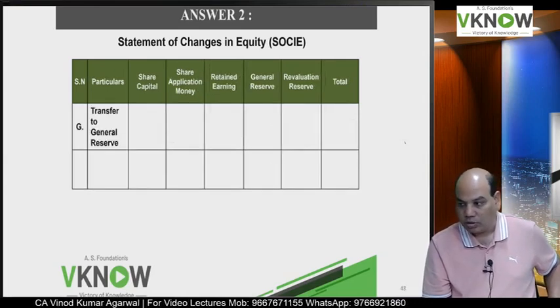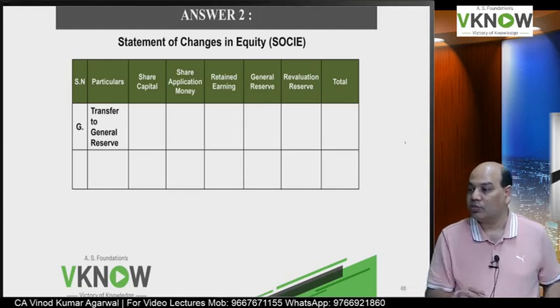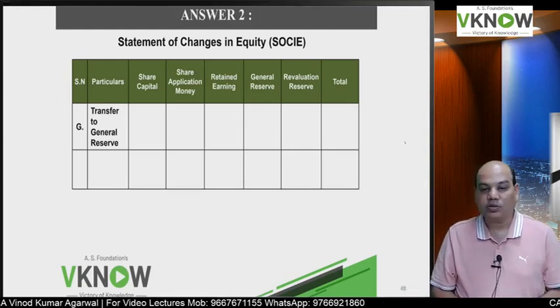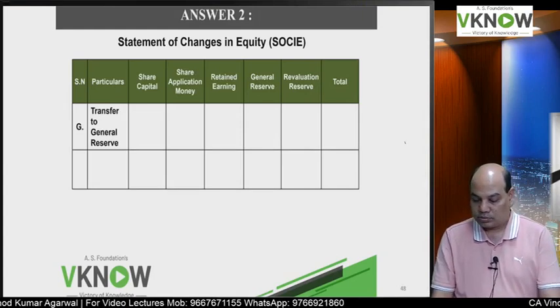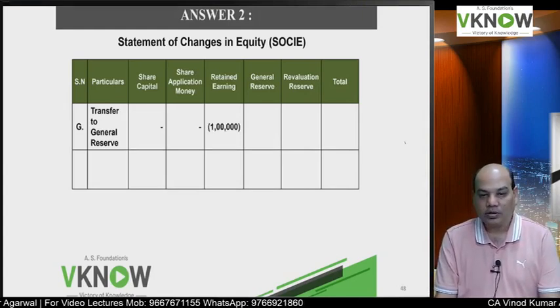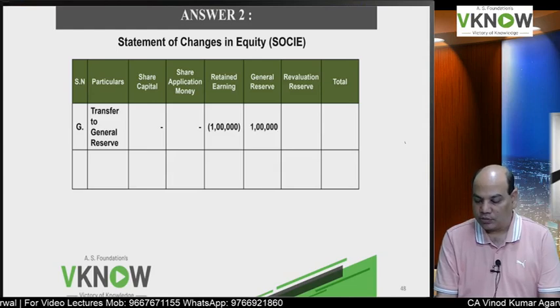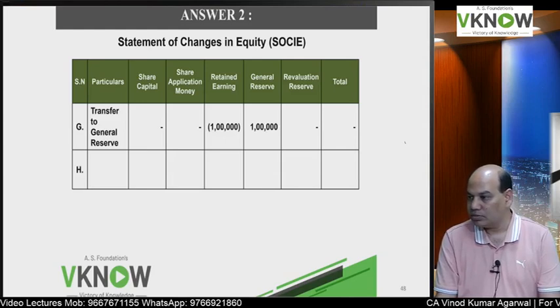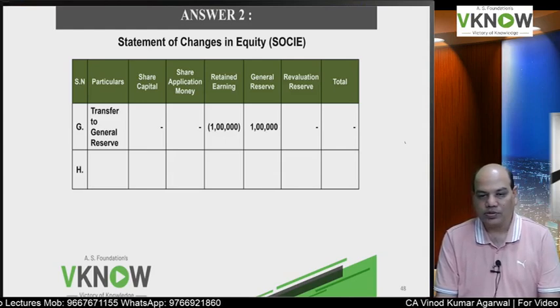Now you write down transfer to general reserve. There is one more adjustment. How much amount is transferred to general reserve? From where? Retained earning 1 lakh. To where? General reserve. Net effect 0. Any more adjustment here? Read the problem. Any more adjustment here? No.